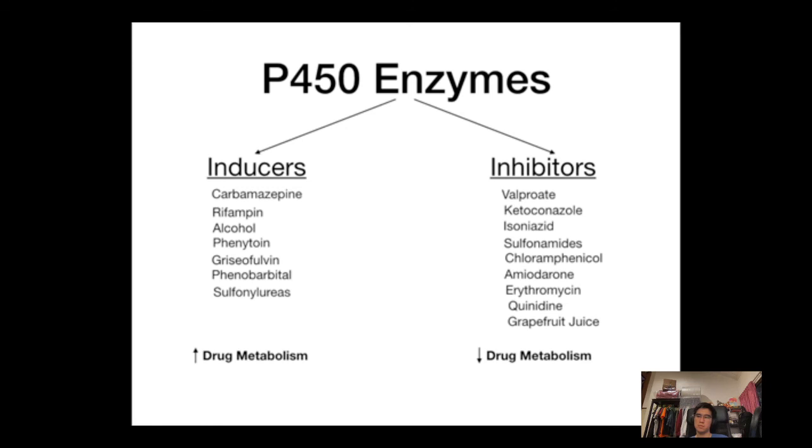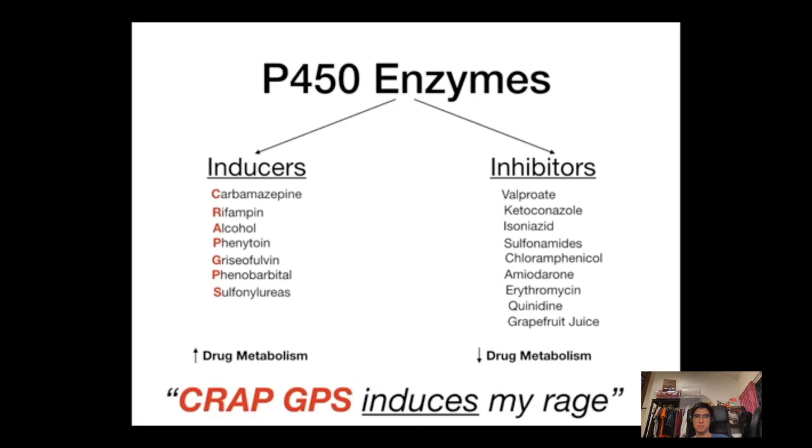What's really important for you when you're taking USMLE and COMLEX is to know which drugs are inducers and which drugs are inhibitors. Now, of course, this is a very long list. There's no easy way to memorize this. Oh, but there is. I'm going to give you my mnemonic to remember the P450 inducers. So if you look at the first letter here, I bolded them and put them in red. The mnemonic is CRAP GPS induces my rage.